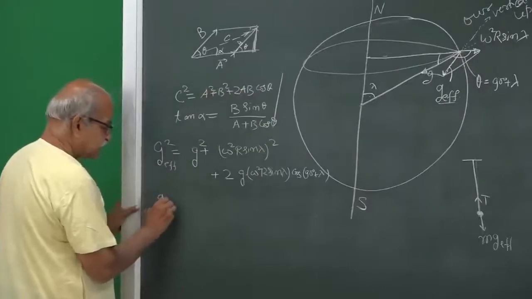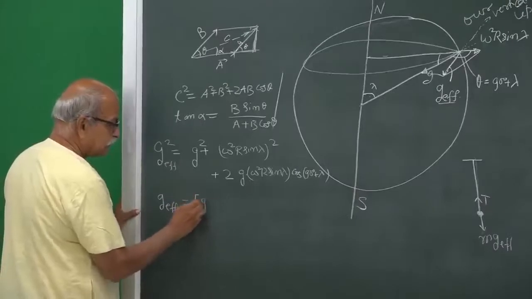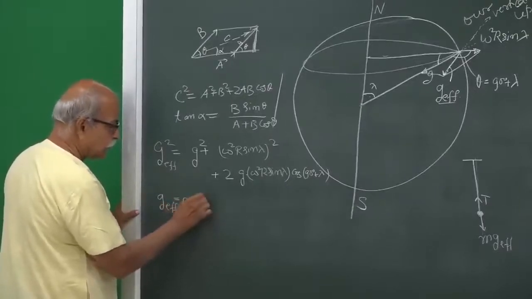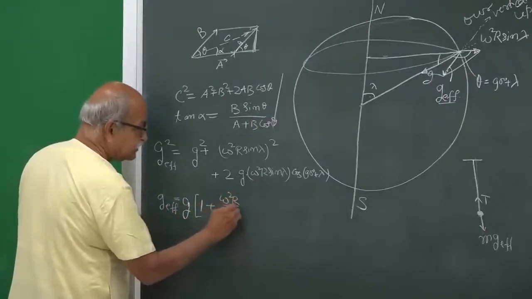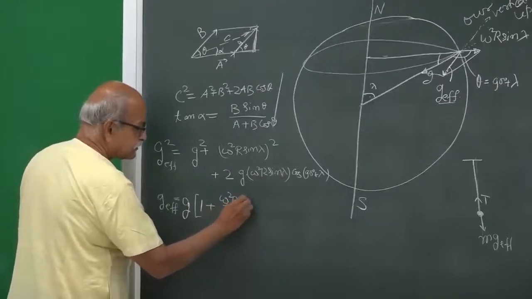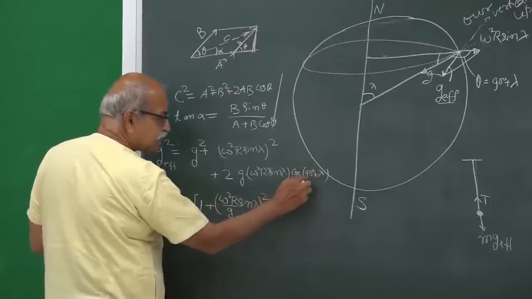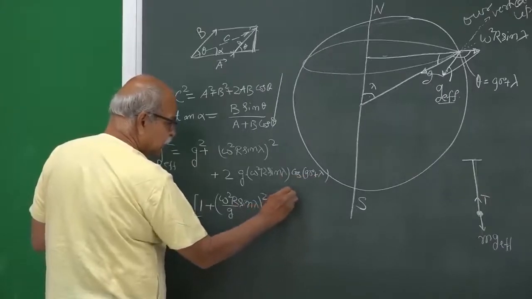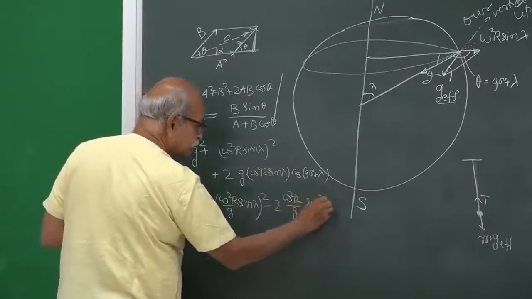So, G effective is equal to square root of G square, or you can take that G here if you so wish. So, it is 1 here plus omega square r by G, and then sin lambda square of this, and minus cos of 90 degree plus lambda is minus sin lambda. So, minus 2 times omega square r by G and sin square lambda to the power half.